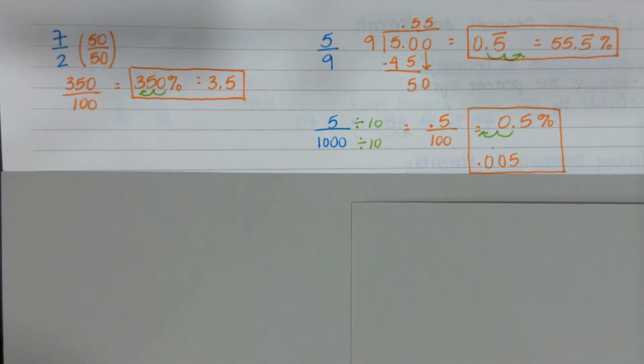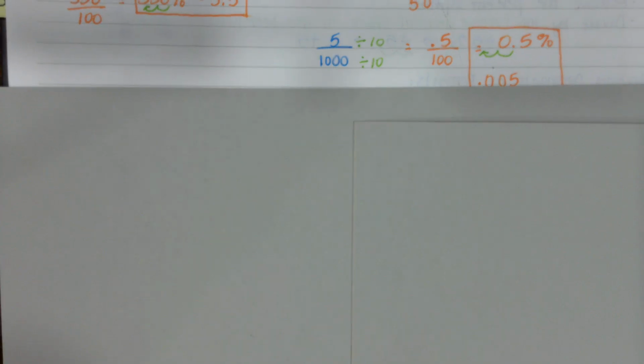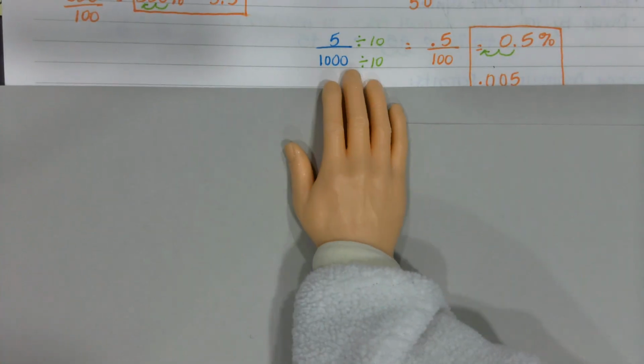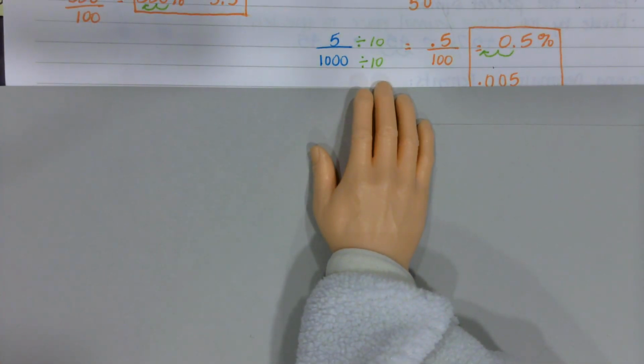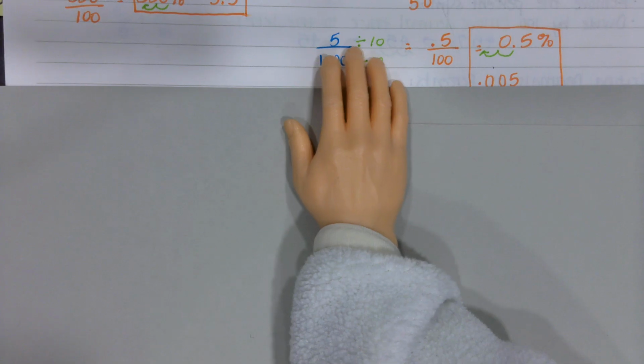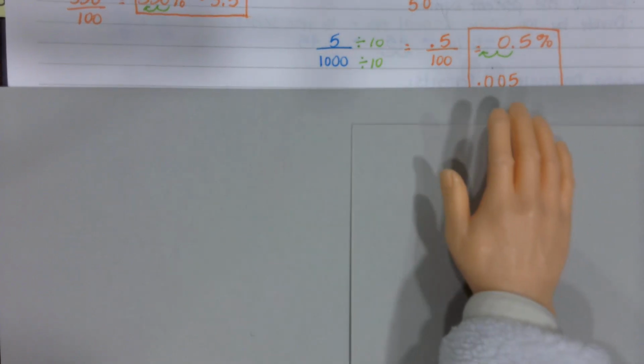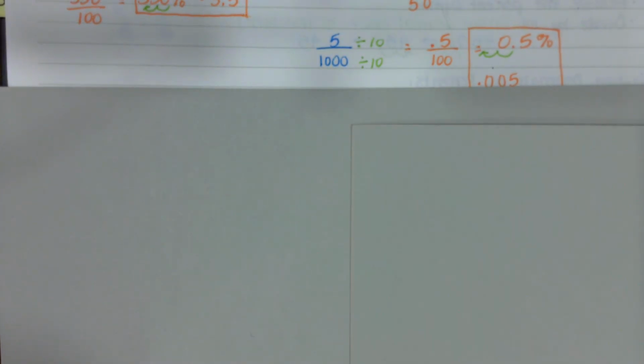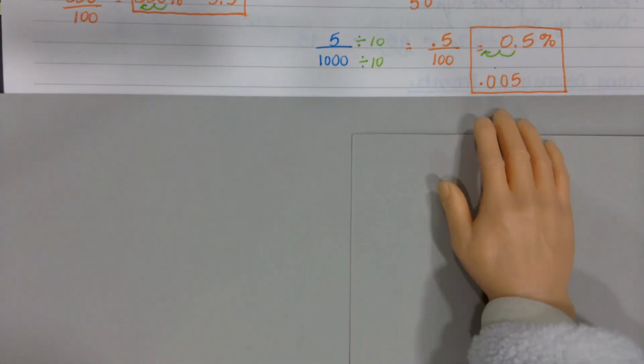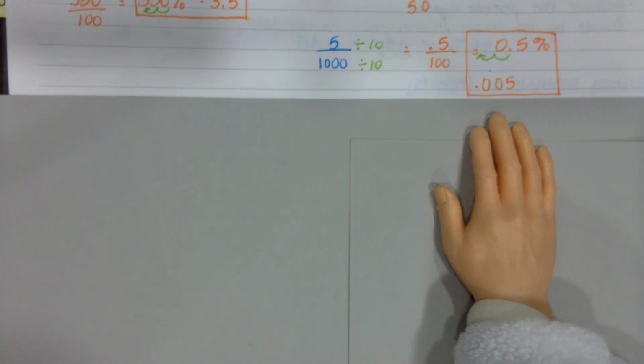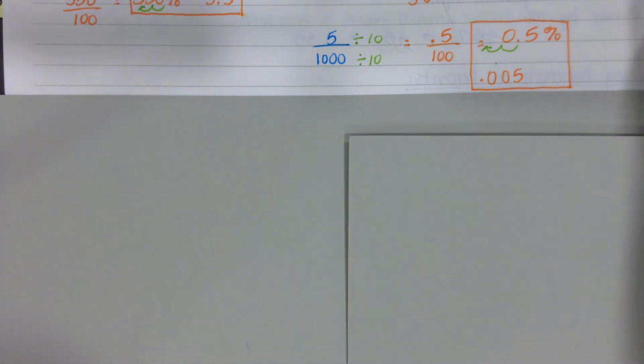And another one, if we have 5/1000, 1000 goes into 100 by dividing by 10. So if we divide 5 by 10, move the decimal once to the left to get 0.5 hundredths. So that's 0.5%. And then as a decimal, 0.005.